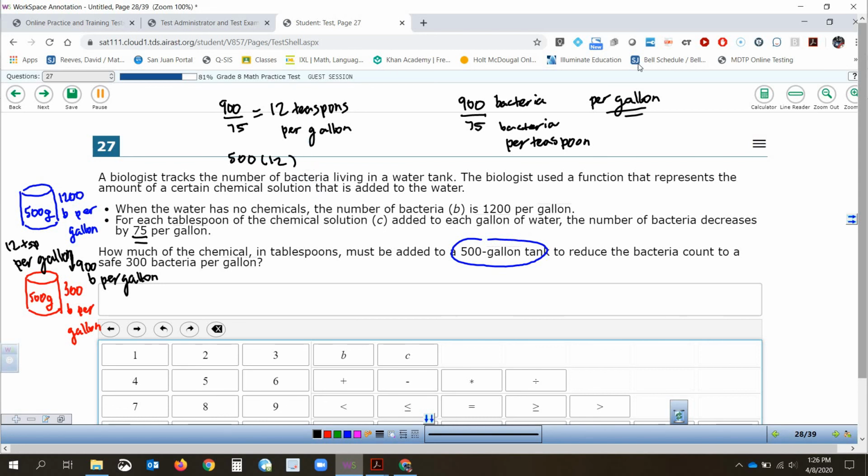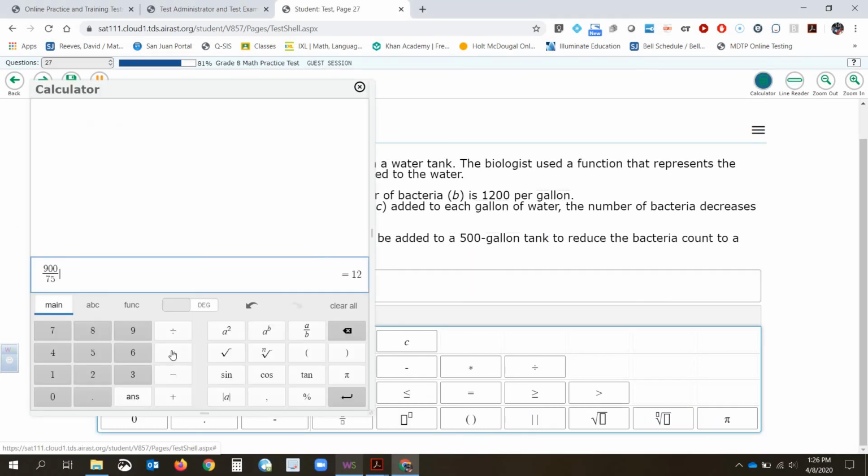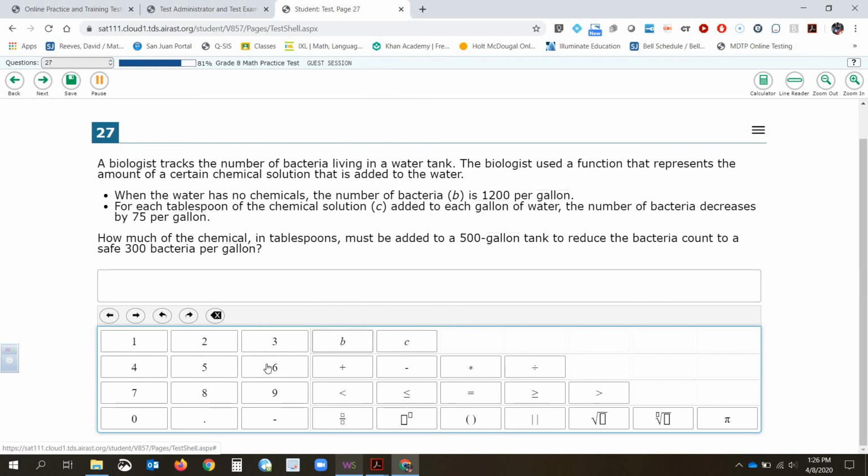So again, I'm going to go back to my calculator and I'm going to clear it all out and do 500 times 12 and I get 6,000. So the answer that I need is 6,000 tablespoons. I'm sorry, I've been saying teaspoons. It's tablespoons. 6,000 tablespoons is what we need.